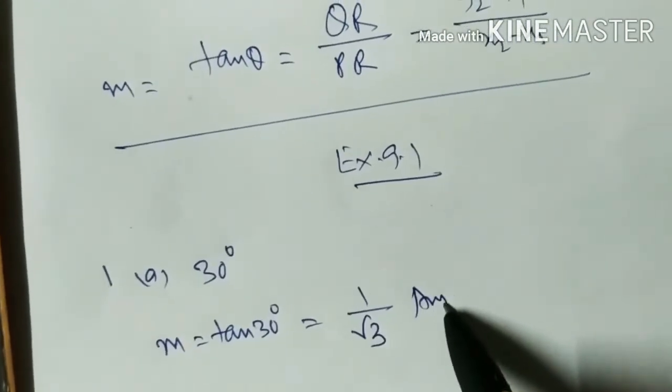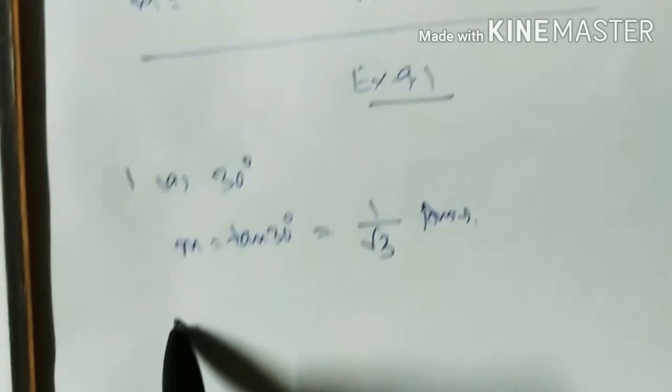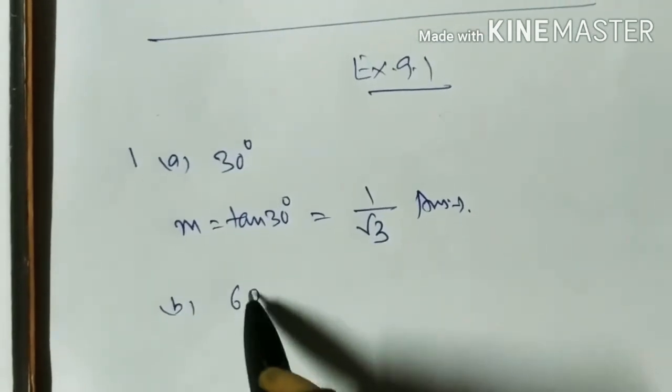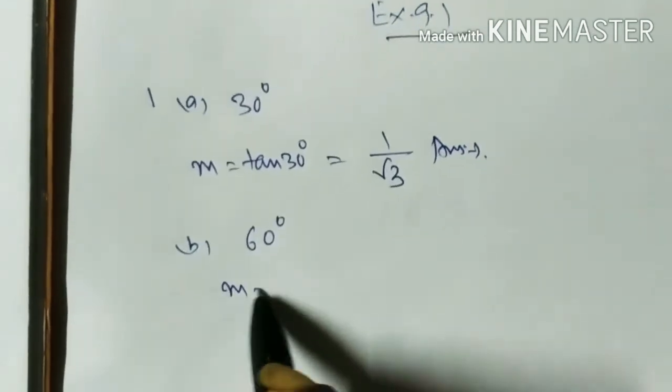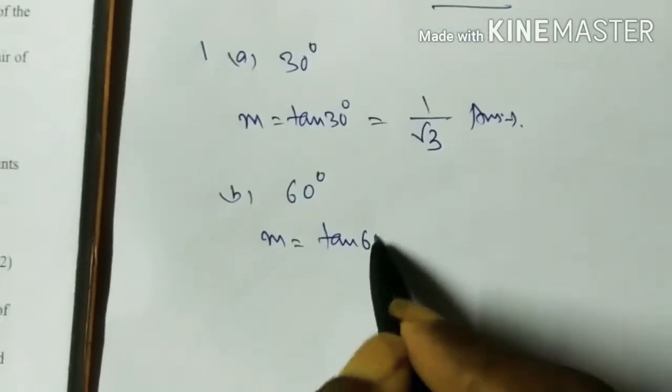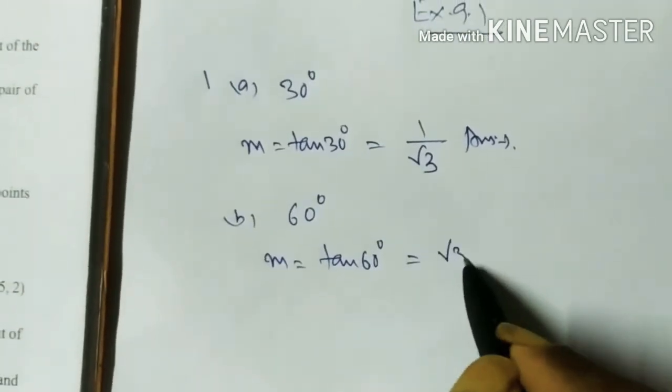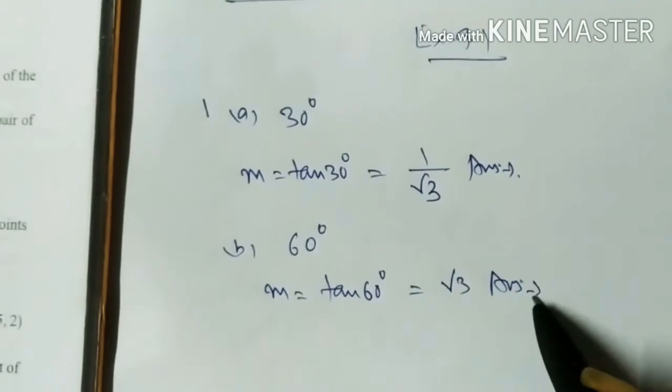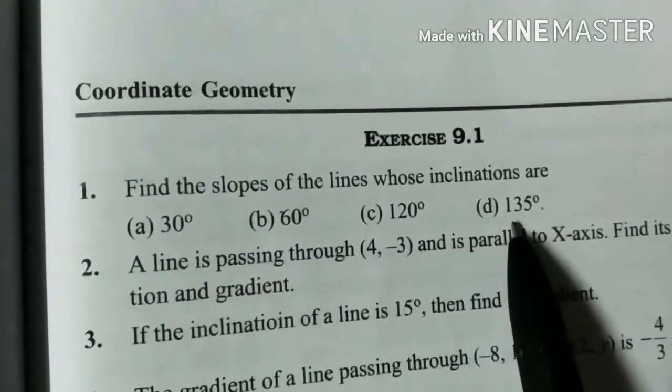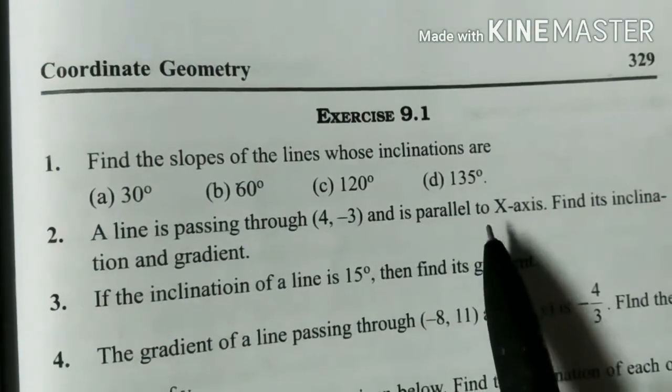This is your answer. Again, the second, it is given 60 degree. So m is equal to tan 60 degree, and this is equal to root 3. This is your answer. The rest two questions, 120 degree and 135 degree, you can do it yourself.